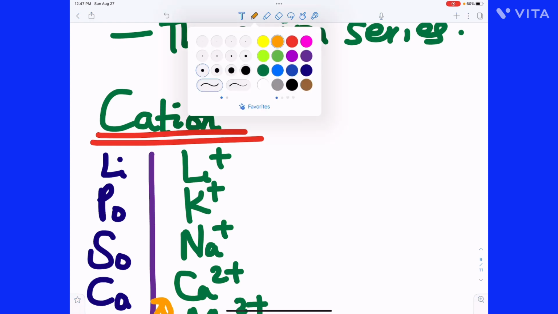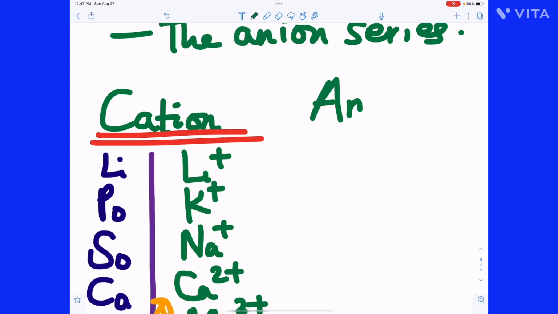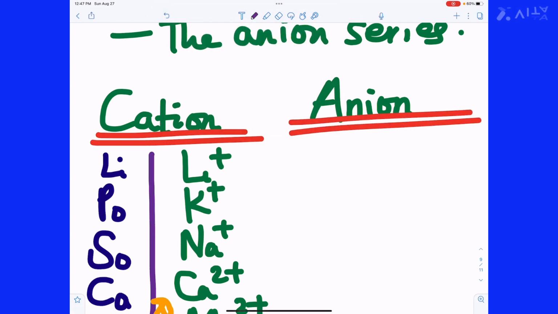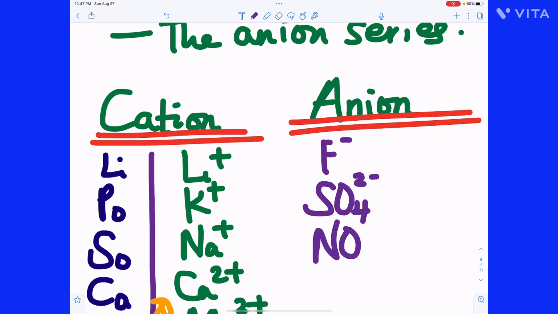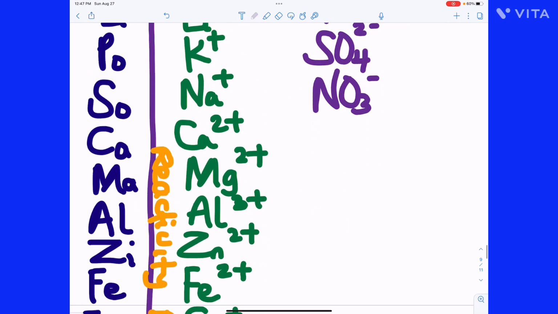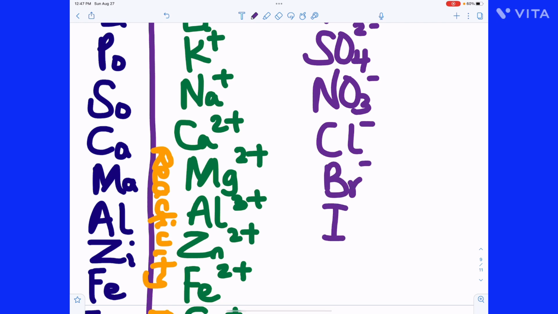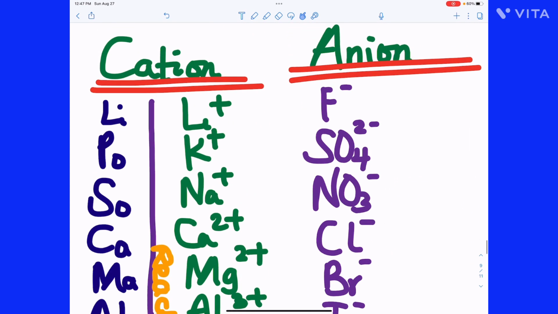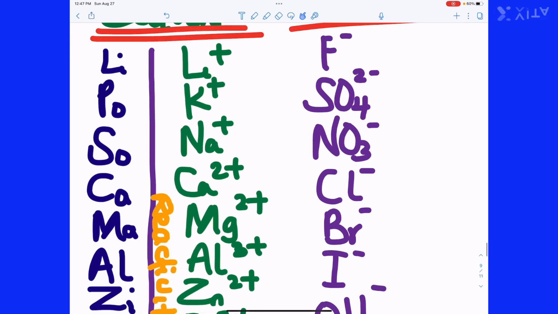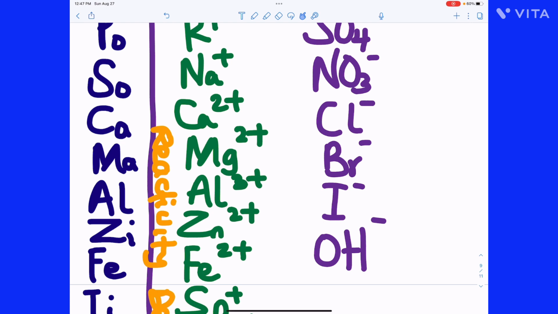Let's now do the anion activity series. We call it the activity series, reactivity series or electrochemical series. Those of anions are not very many, just a few. Fluoride, sulfate, nitrate, NO3 minus, chloride, bromide, iodide, hydroxide. They are just 7 for our level.